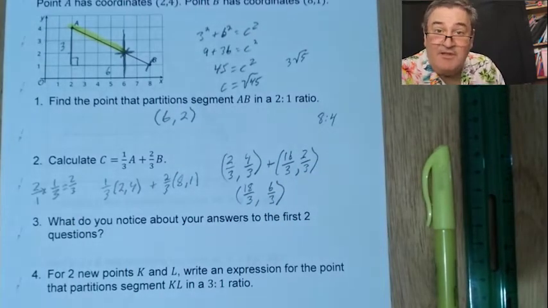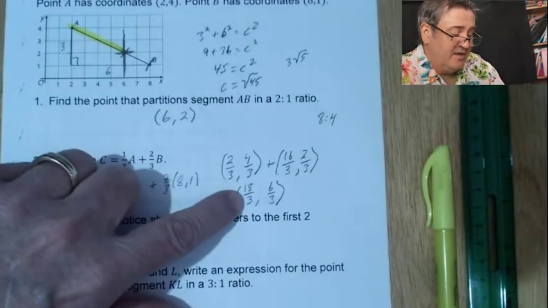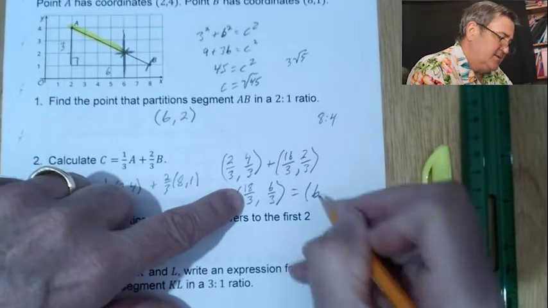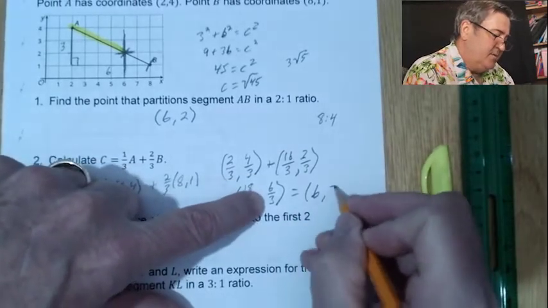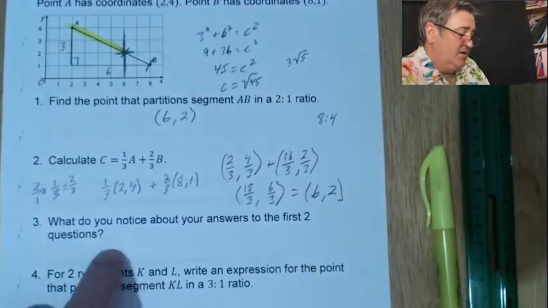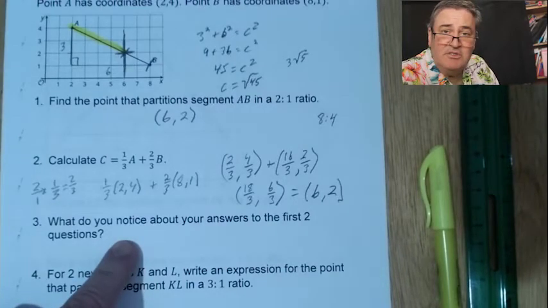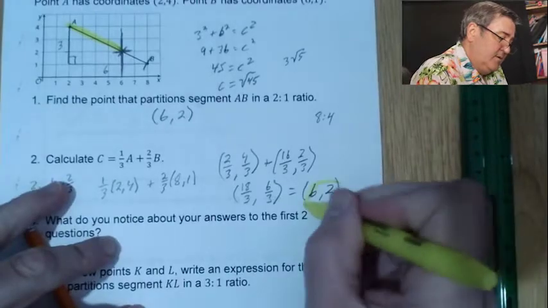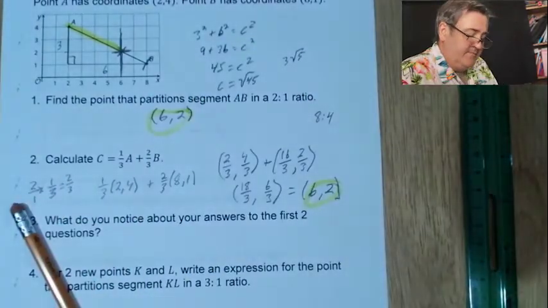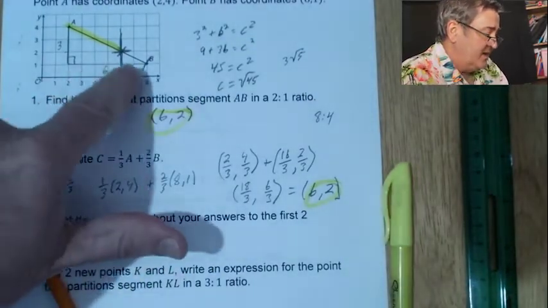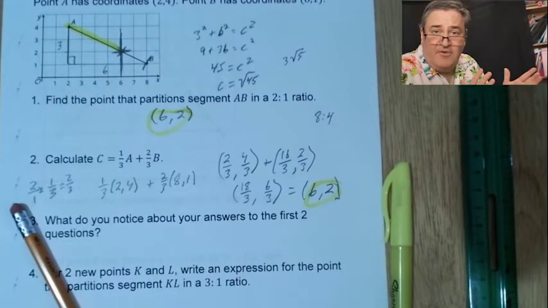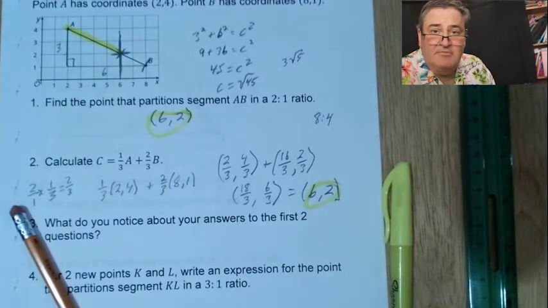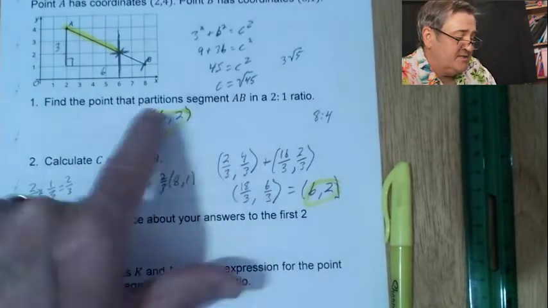Well, we can simplify those fractions, right? Because that's 18 divided by 3. 18 divided by 3 is 6. So that's the same as 6. And 6 divided by 3 is 2. What do you notice about your answers to the first 2 questions? We have this one, and we have this one. This one, we were looking at it and trying to figure out 2 of them for A and 1 of them for B. This one, we just took 1/3 of A and 2/3 B. And we got the same point.